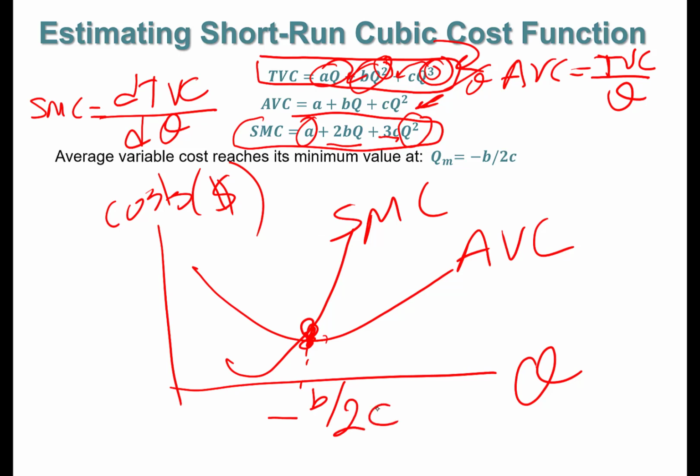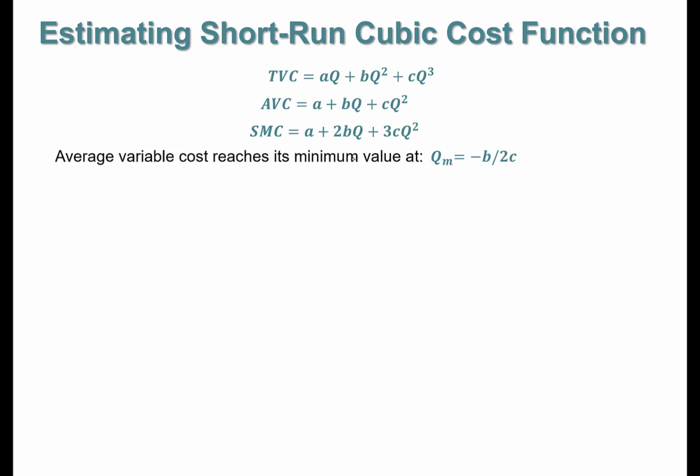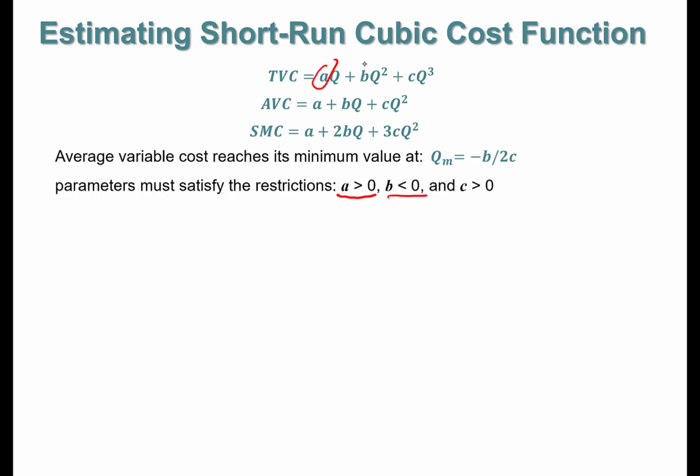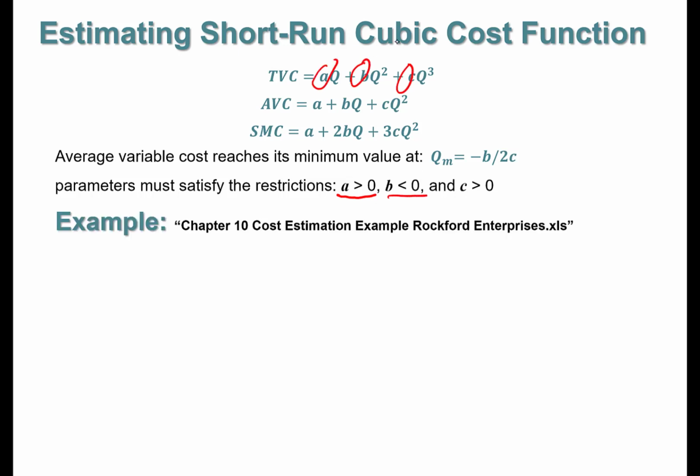So what we can do is, once we estimate one of these functions, right? Let's say we're going to estimate average variable cost. You can derive everything else. You can get your total variable cost. You can get average variable cost, marginal cost, and also the lowest point of average variable cost. Also, remember the parameters have to satisfy this condition. A needs to be positive, negative, positive. Okay, we derived that in part 2.